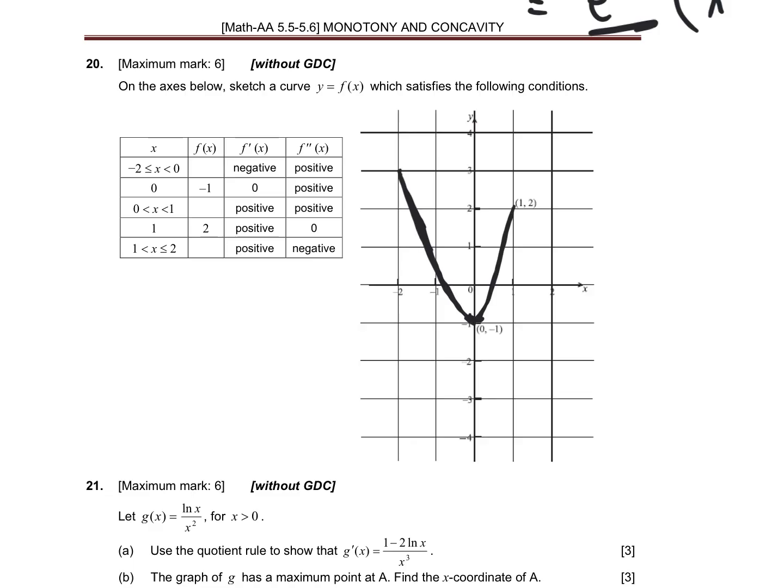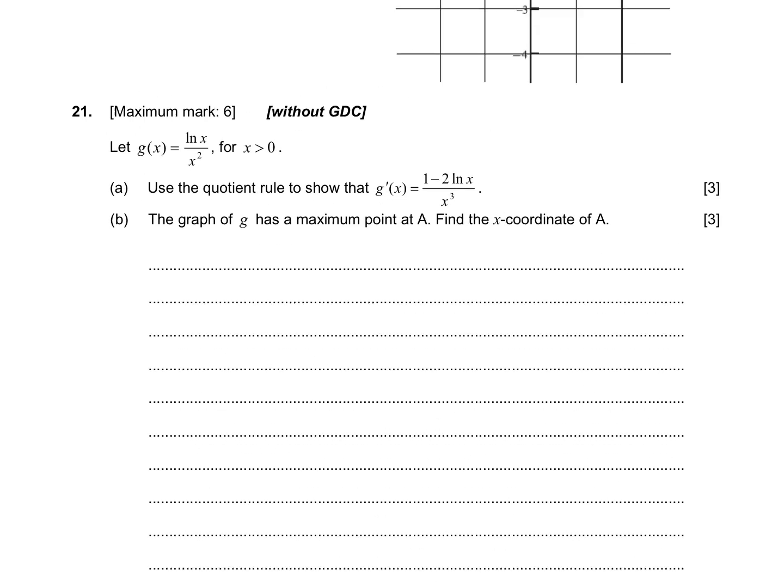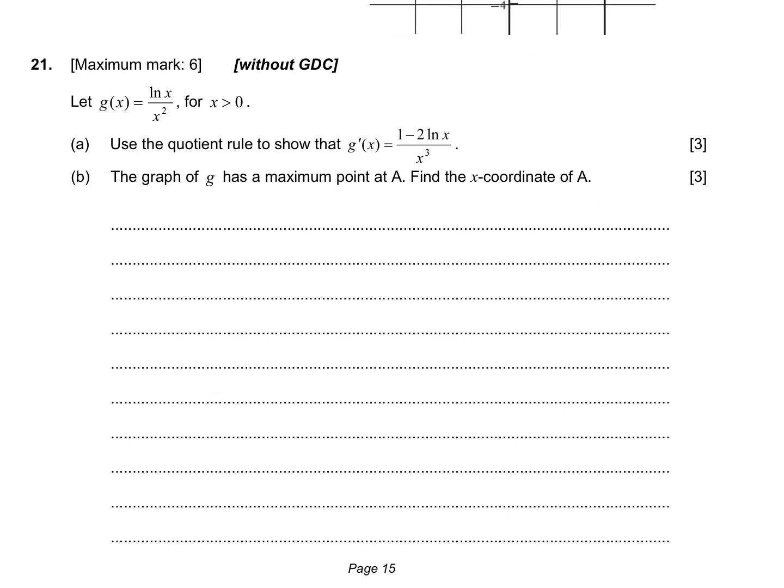Still positive, and that's an inflection point because the second derivative is 0. And from 1 to 2, the gradient's positive, but it's like that, something like that. Okay, I don't know. And that just goes to 2. So 1, 2, yeah. So we just want like that. Okay. Something like that. 21, g at x is that, use quotient rule.